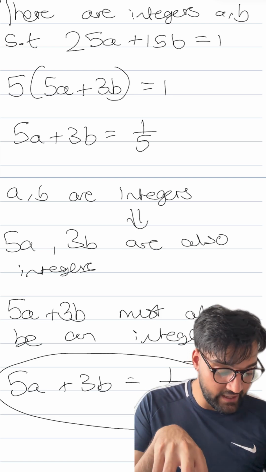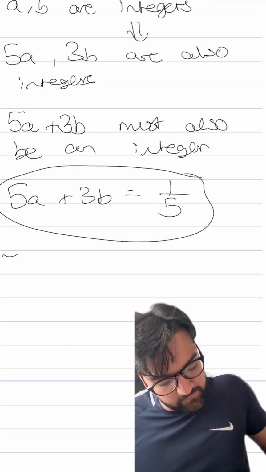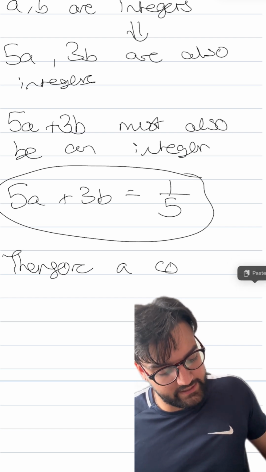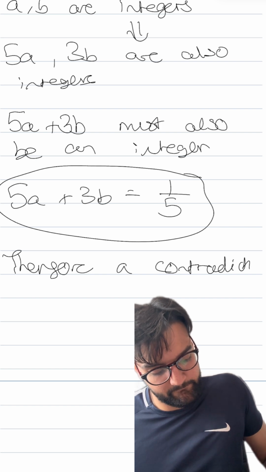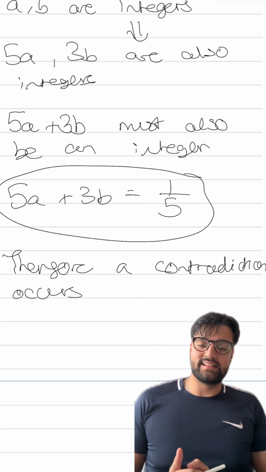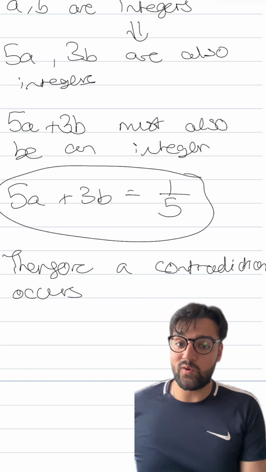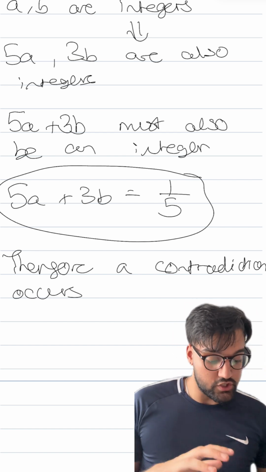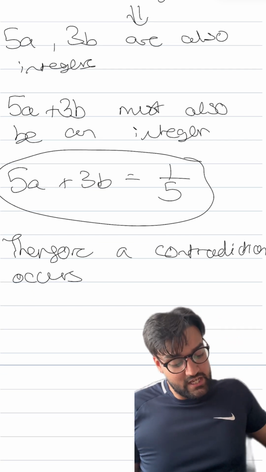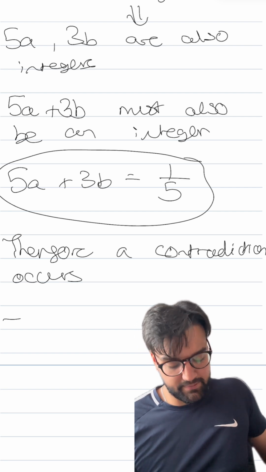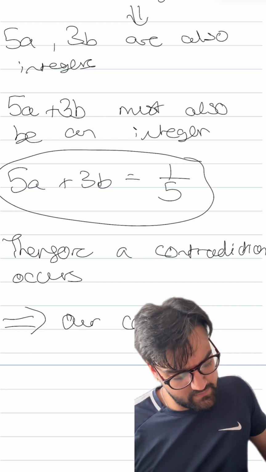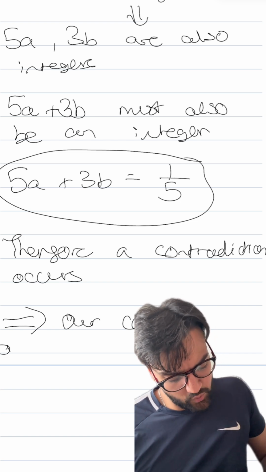So therefore, we have shown there's a contradiction. A contradiction occurs because we said they must add to an integer, but we haven't gotten that. So therefore, there's a problem. 5a plus 3b is actually a fifth, which means there's a contradiction. So if there's a contradiction, this implies that our initial assumption, our converse assumption, is false.